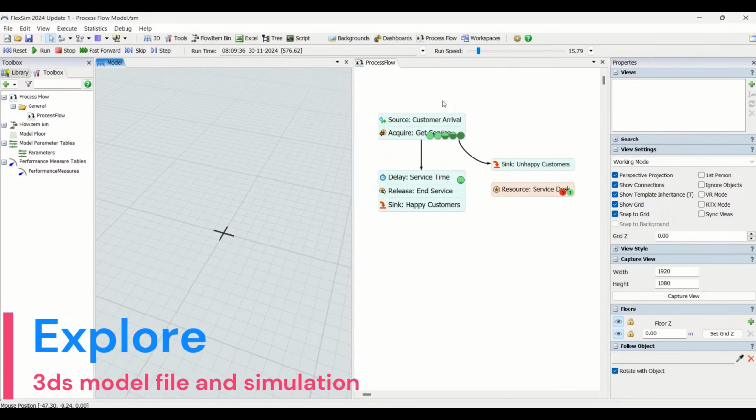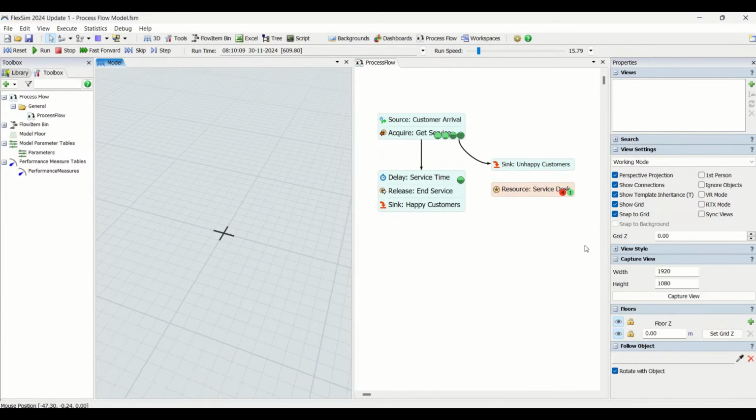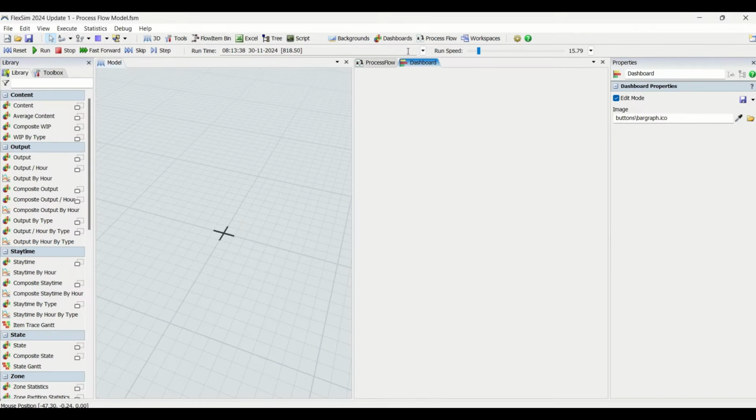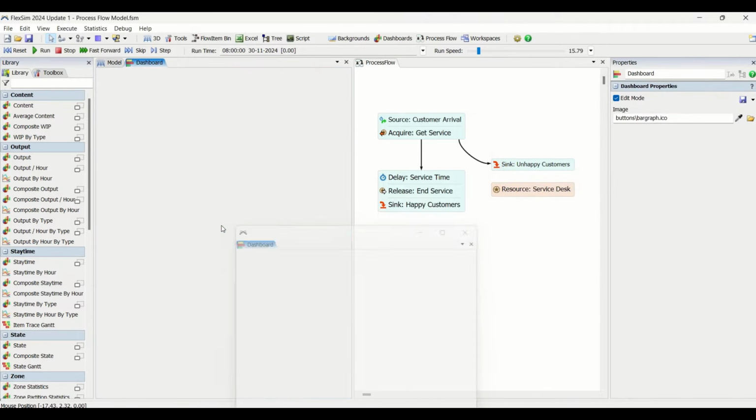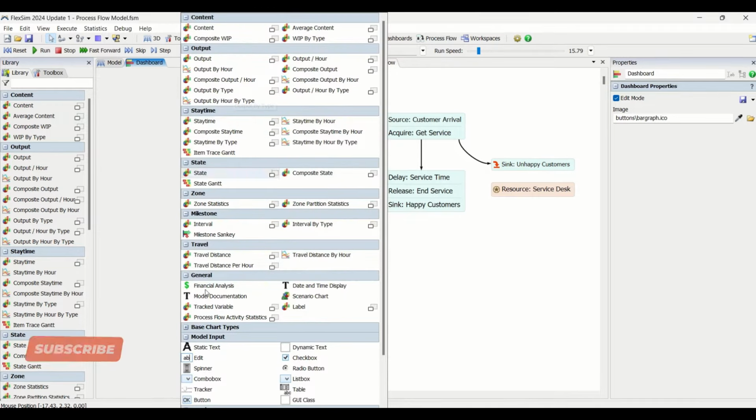So now let us start analyzing the process flow which we have created in this tutorial. We are going to understand different parameters of this process flow by creating the dashboard. So now let us add one blank dashboard. I'll bring that here, so we have it side by side: the dashboard here and the process flow here. We have already learned how to create the dashboard.